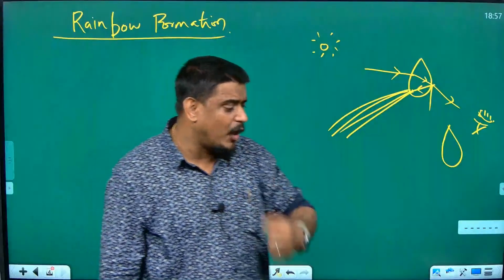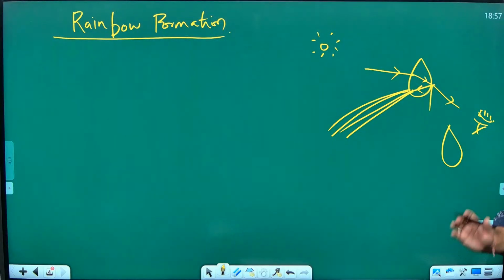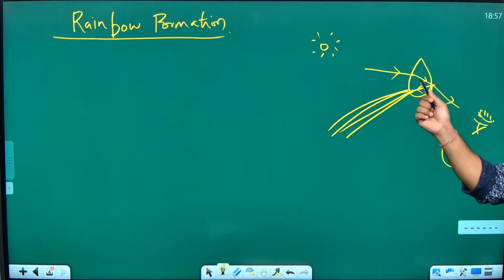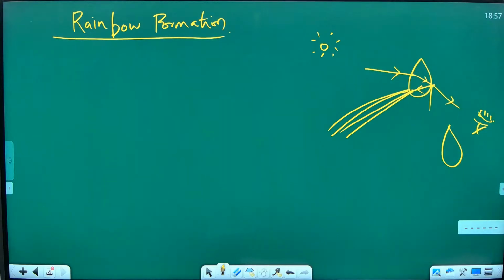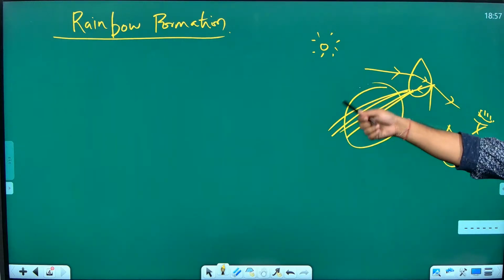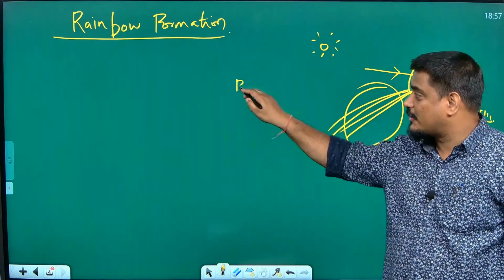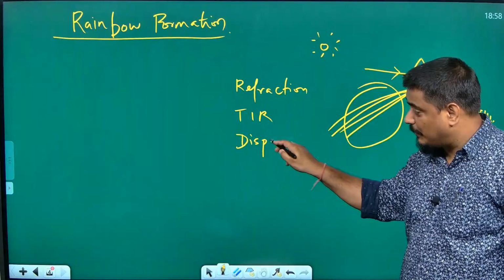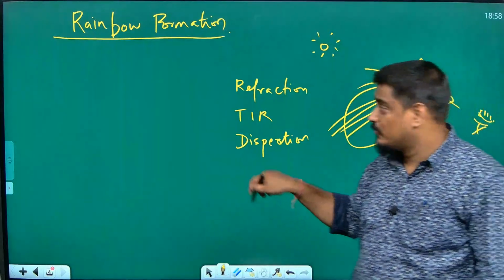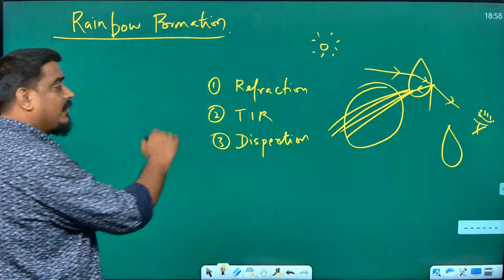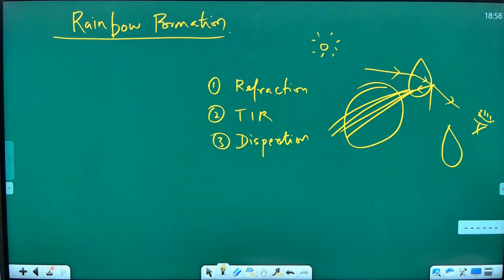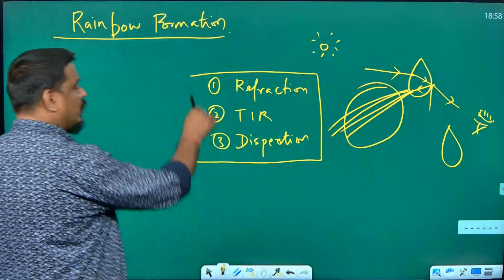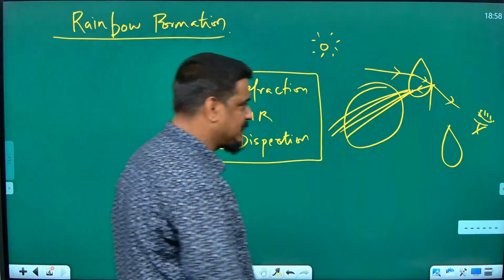Remember this concept. Next, how will the question come in the board examination? The question will come like, what are the phenomena taking place during rainbow formation? Can you tell me? Refraction? Reflection? TIR? What is this called? Dispersion. So the answer is refraction, TIR, dispersion. Sometimes this question comes in MCQ also, and they will give a lot of options. If they ask what phenomena are undergoing when a rainbow is formed, the answer is refraction, total internal reflection and dispersion. Copy it out somewhere, please make it fast.